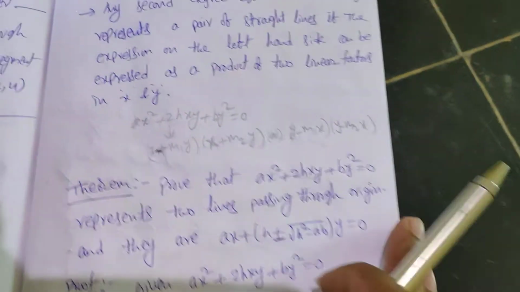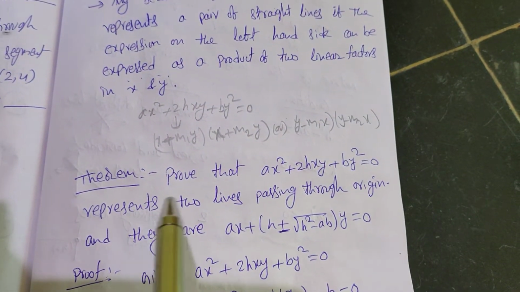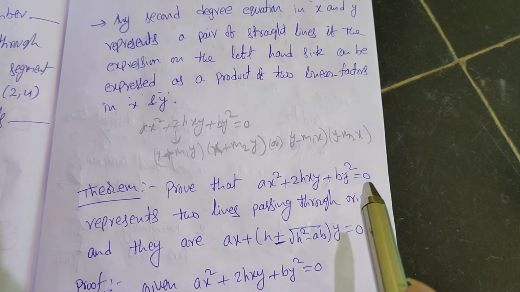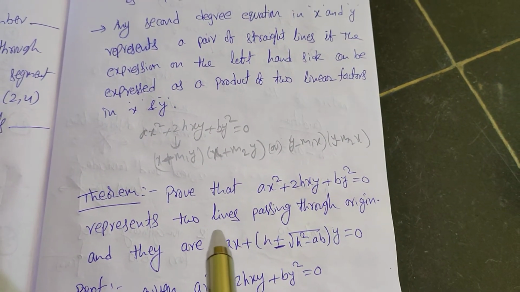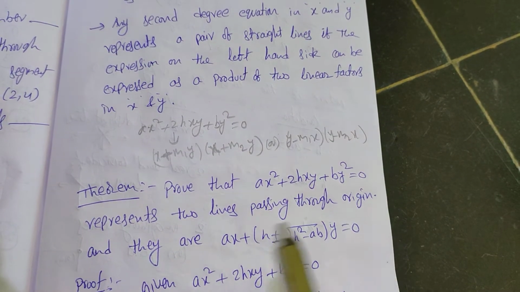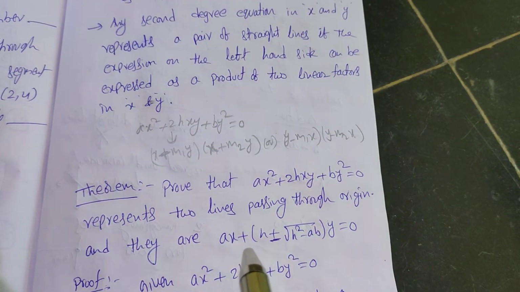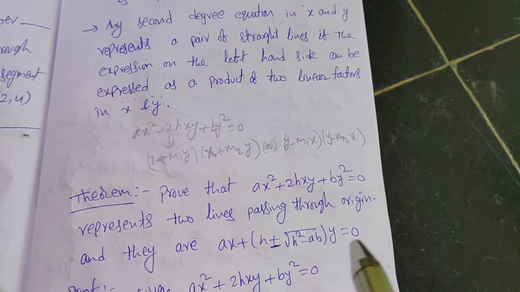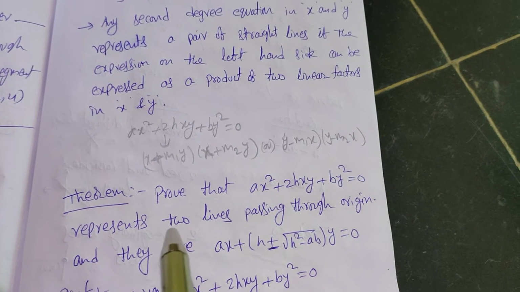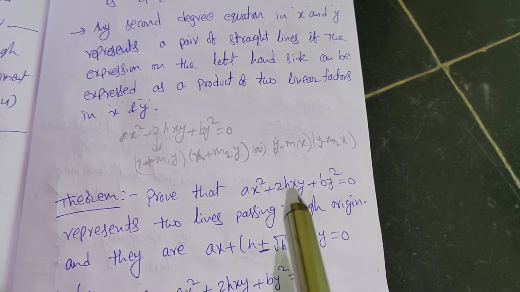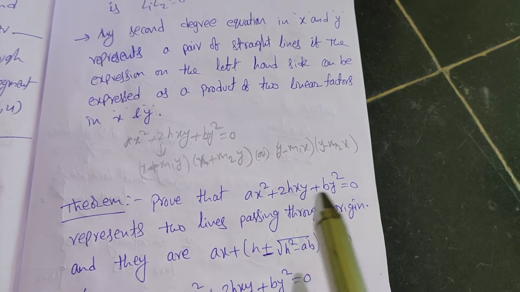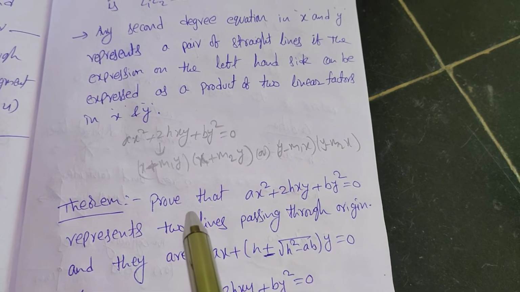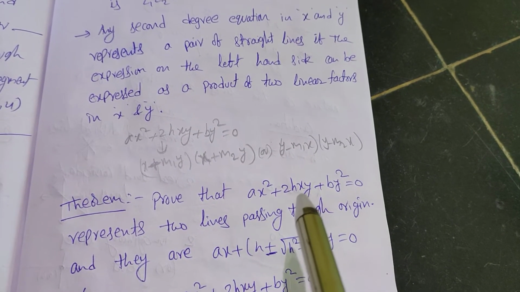Okay, so now come to the point, a very important theorem. Prove that ax square plus 2hxy plus by square is equal to 0 represents two lines passing through origin, and they are ax plus h plus or minus root over h square minus ab into y is equal to 0. See, indirectly he is asking, this represents a pair of straight lines and find those pair of straight lines. So first we have to prove this passing through origin.